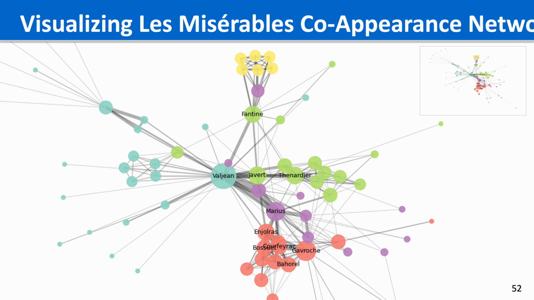The thickness of edges shows how frequently characters appear together. Thicker lines represent stronger narrative ties. This way, we're not just seeing who's present, we're seeing how the story is structured, which groups drive the plot, and who acts as bridges between them. By combining structural metrics with visual design, the graph becomes a powerful storytelling tool in itself.